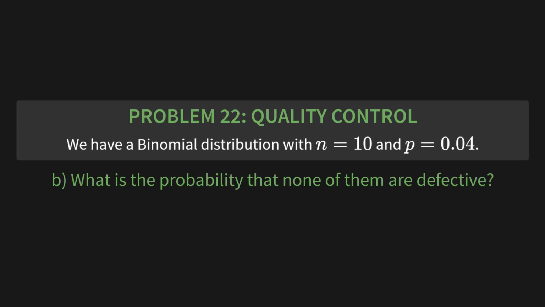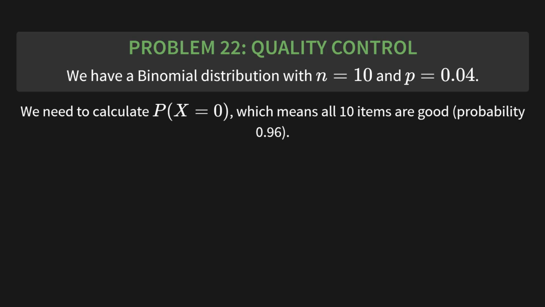We have a binomial distribution with n equals 10 and p equals 0.04. What is the probability that none of them are defective? Let's solve this. We need to calculate P of X equals 0. This means all 10 items have to be good, and the probability of an item being good is 96%.